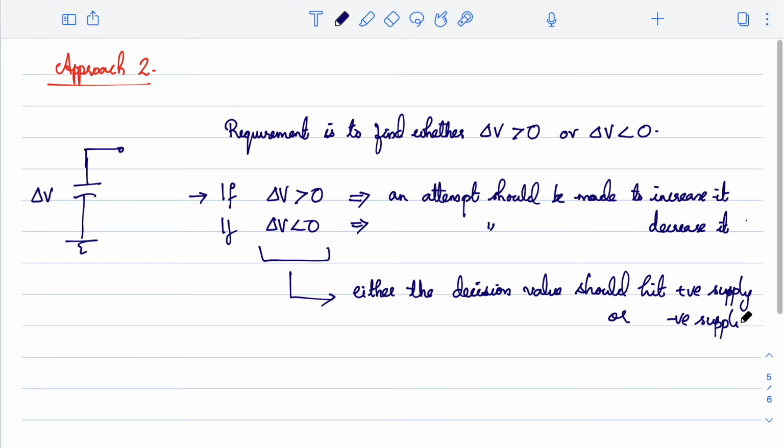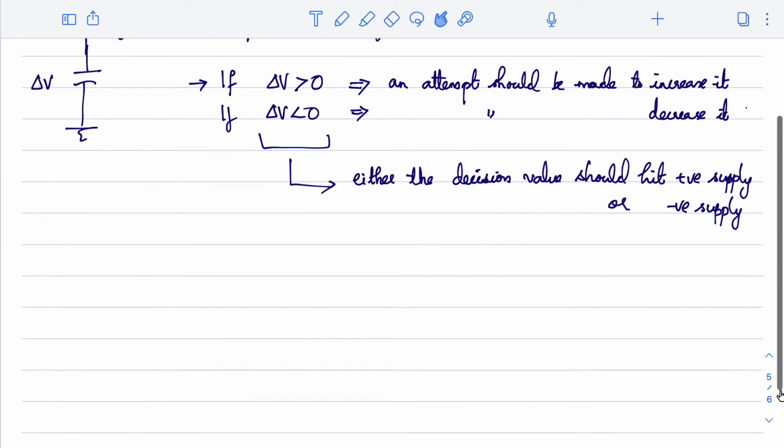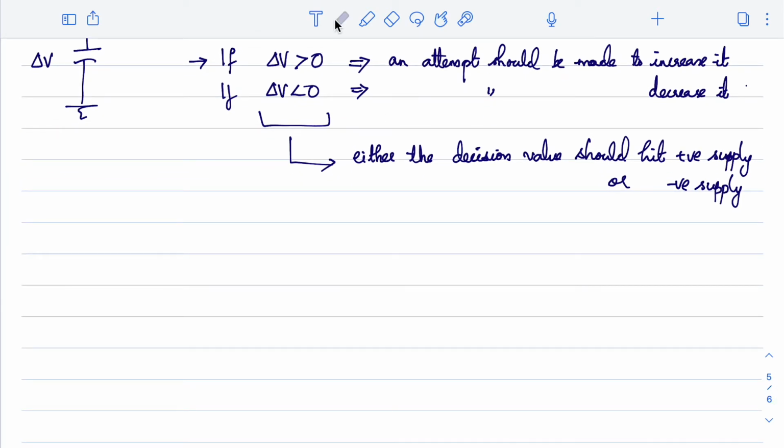If the delta V is greater than 0, it should go to plus VDD. If it is less than 0, it should go to minus VDD, right? So what I'm doing here is, with the charge on a capacitor, I'm making an attempt to get a circuit which can give a decision based on the voltage, right?